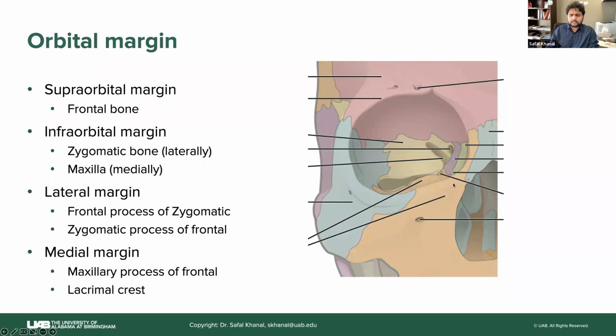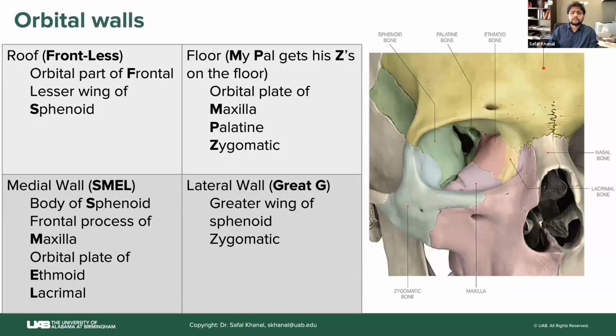The medial margin is formed by the maxillary process of the frontal bone, the part of the frontal bone that connects to the maxillary bone. And then there's your lacrimal crest just inside here. So if you keep this picture in your mind, then you can probably outline the margins pretty easily. Now let's look at the orbital walls, and I've included some mnemonics for you to remember. But really, what you need to do is just try to picture this in your mind.